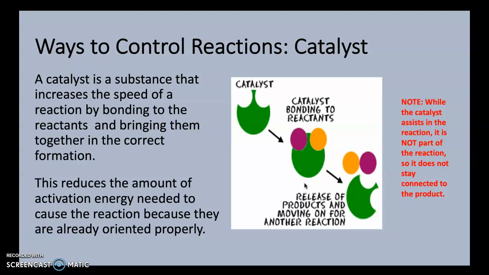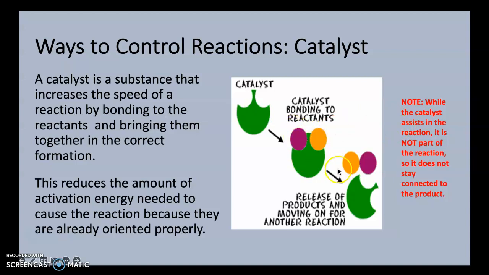The last one is the catalyst. Now, a catalyst is a substance that increases the speed of a reaction, and it does this by bonding to the reactant. So it's its own individual compound, but it will attract the reactants from the reaction. From the chemical reaction that wants to happen, it'll take those reactants and actually bond to them. And when it does that, it orients them in the correct way. Remember, we talked about how they have to hit each other, not just with enough speed or energy, but they also have to be oriented correctly.